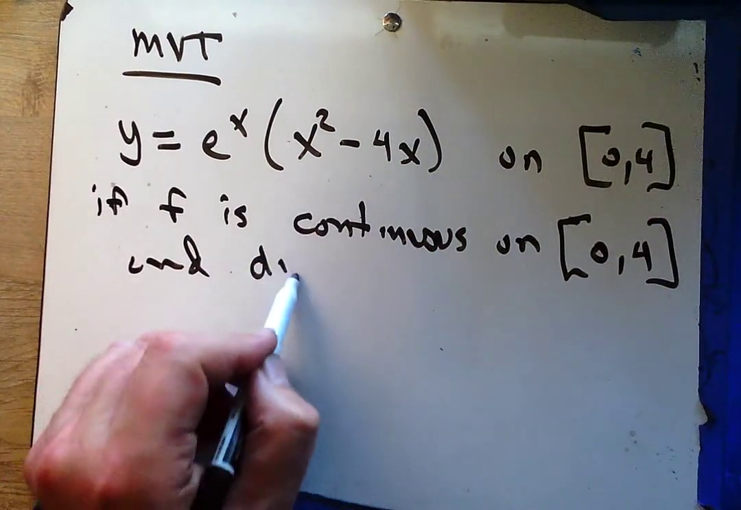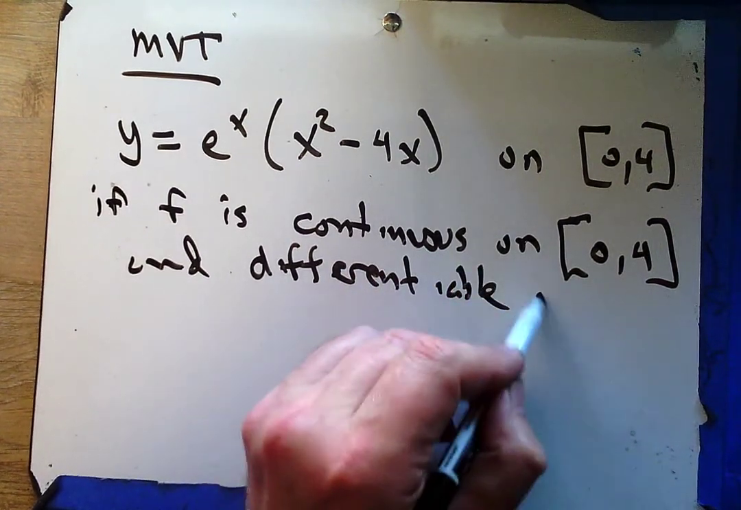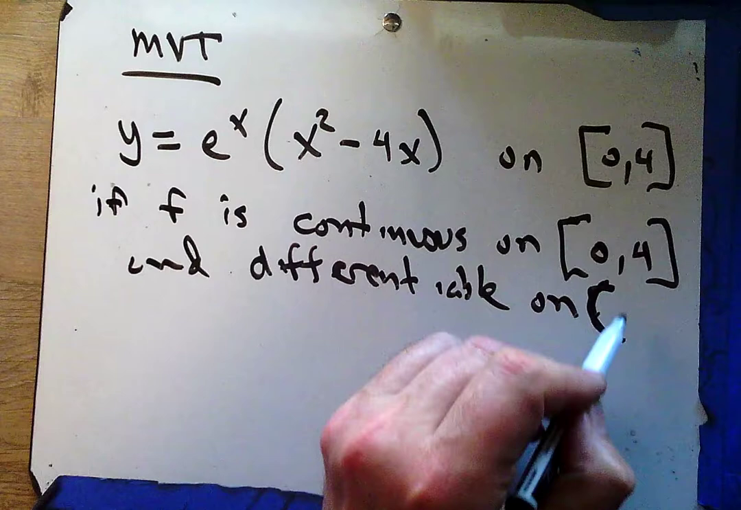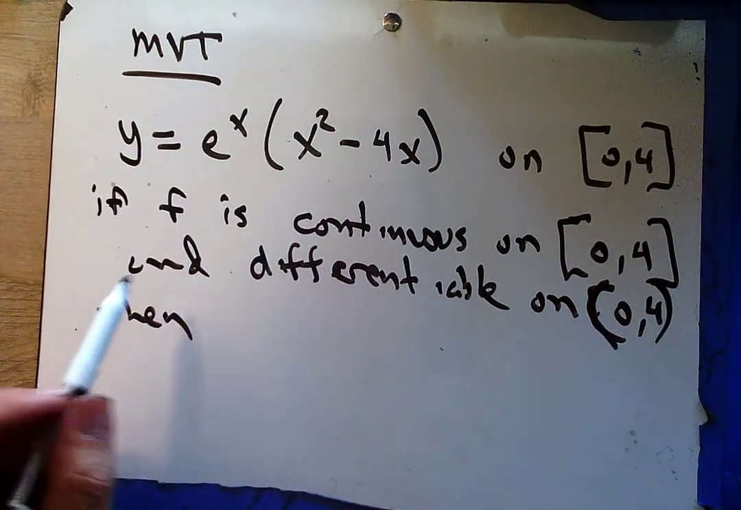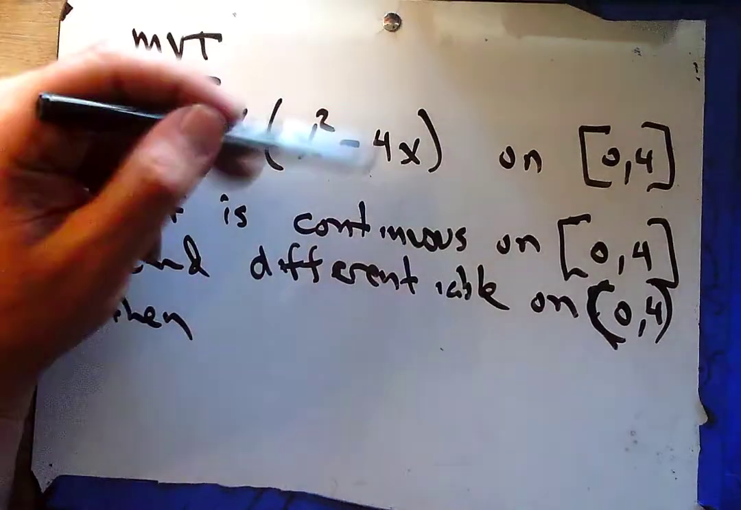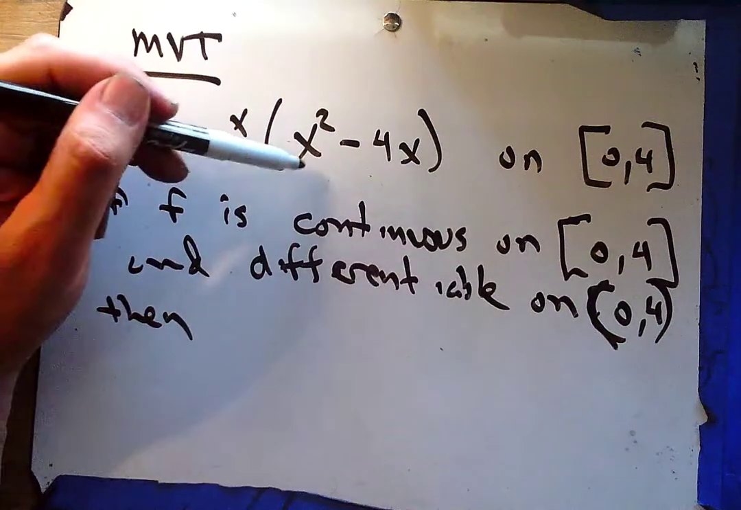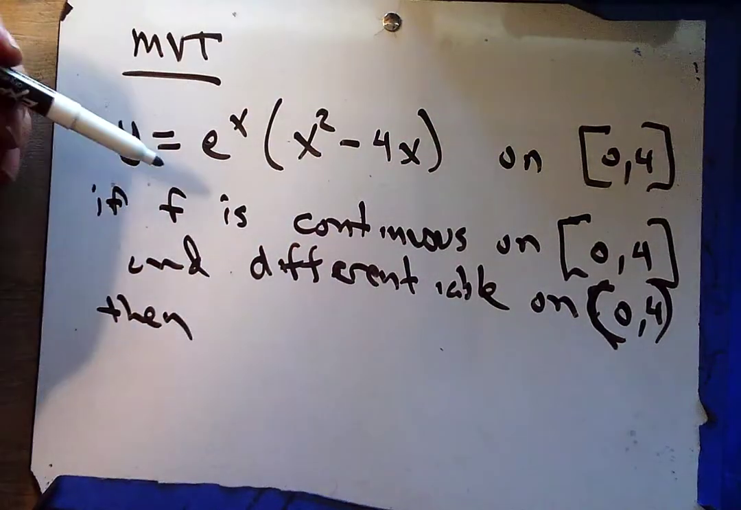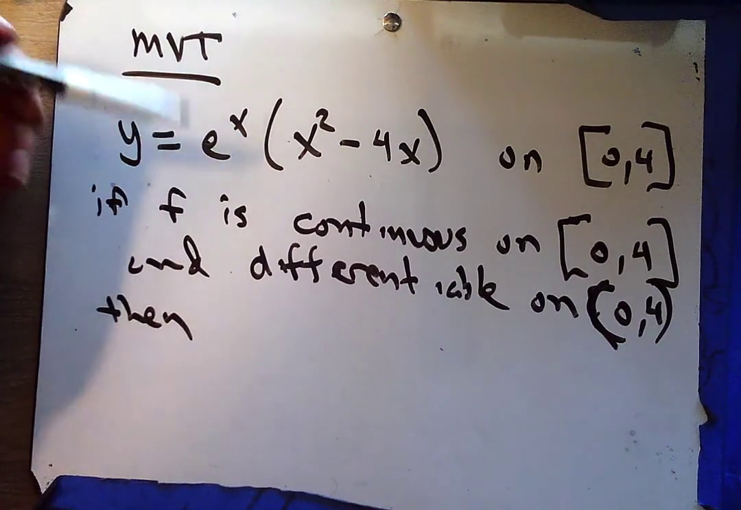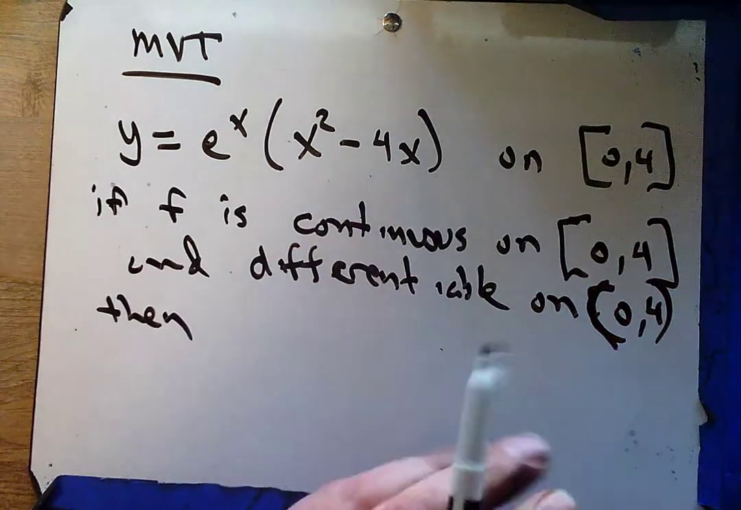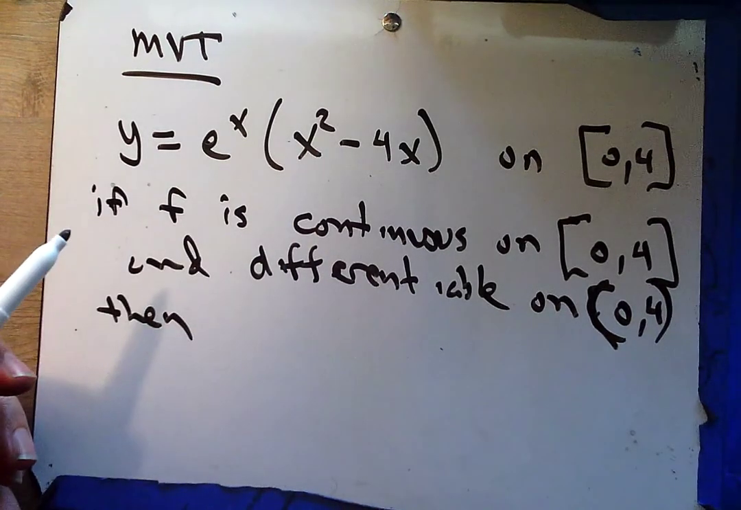and differentiable on the open interval, then, okay, so is this function continuous? Sure, this is exponential growth, continuous. This is a parabola that points up. I'm multiplying them together. Both of these have a domain of negative infinity to infinity, so I definitely don't have to worry about that little piece. So definitely continuous.